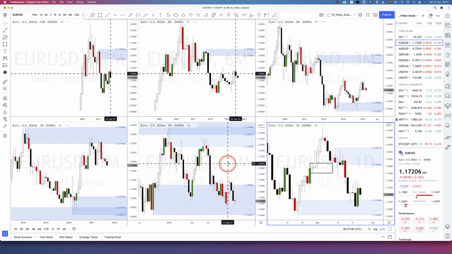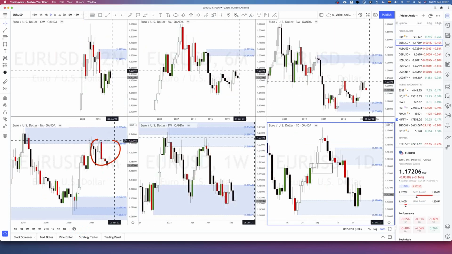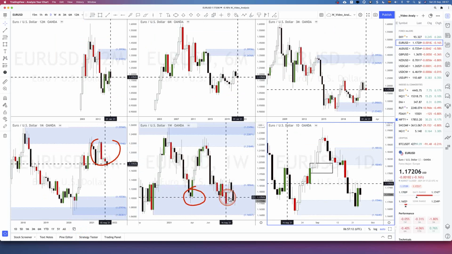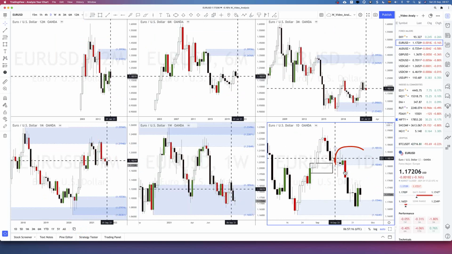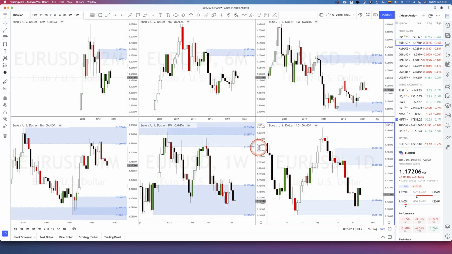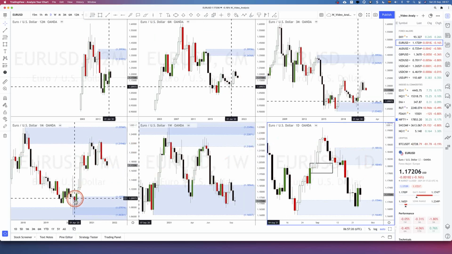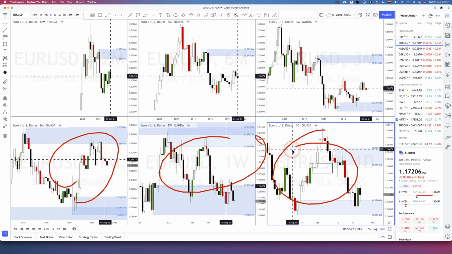On the euro dollar, we have the same scenario, with a monthly supply in control and weekly demand in control, trying to break it. Right now we had an aggressive area of supply there if you're trading the daily sequence and all that, but we have everything out of alignment.